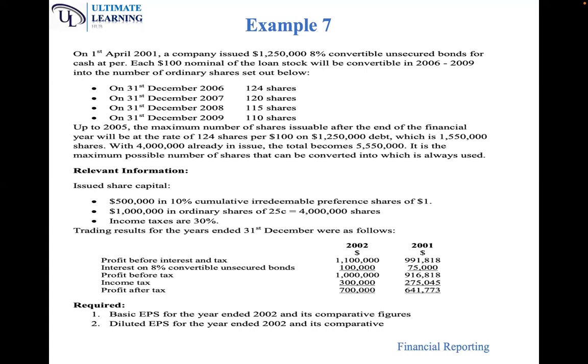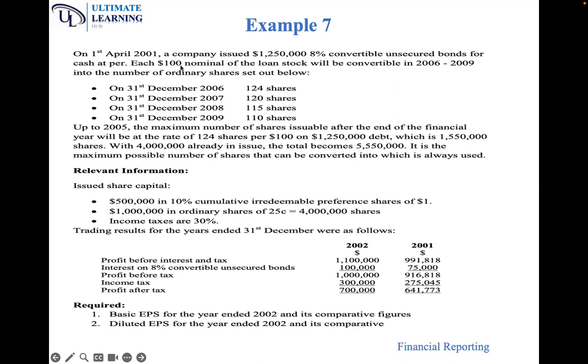Let's look at an example of convertible bonds and ordinary shares. So the question reads, on 1st April 2001, a company issued 1,250,000 8% convertible and secured bonds for cash at par. So on 1st April 2001, this company issued a loan or a convertible bond, and the value of the convertible bond was 1,250,000, and the interest, of course, on the bond was 8%.